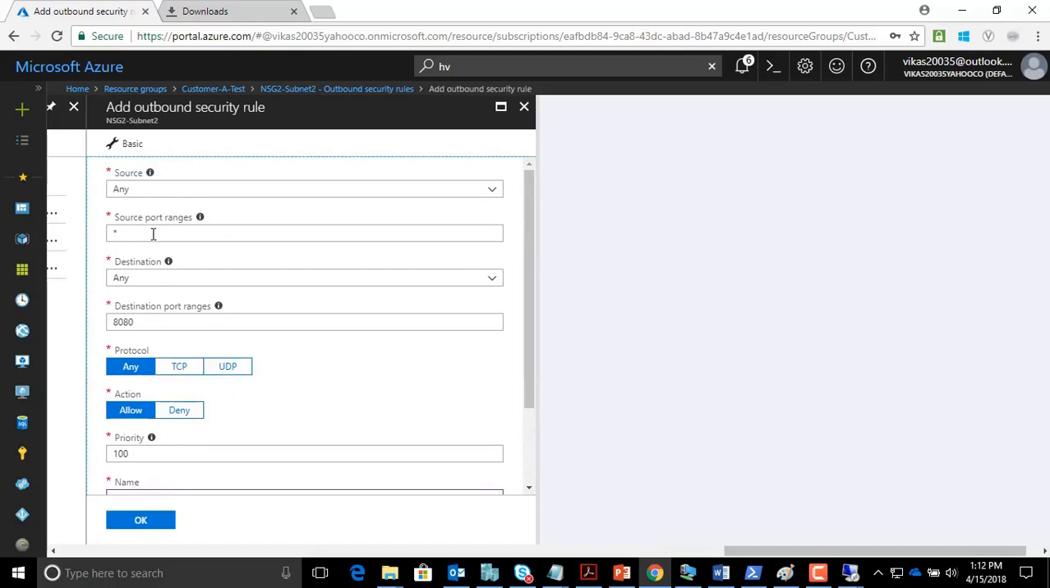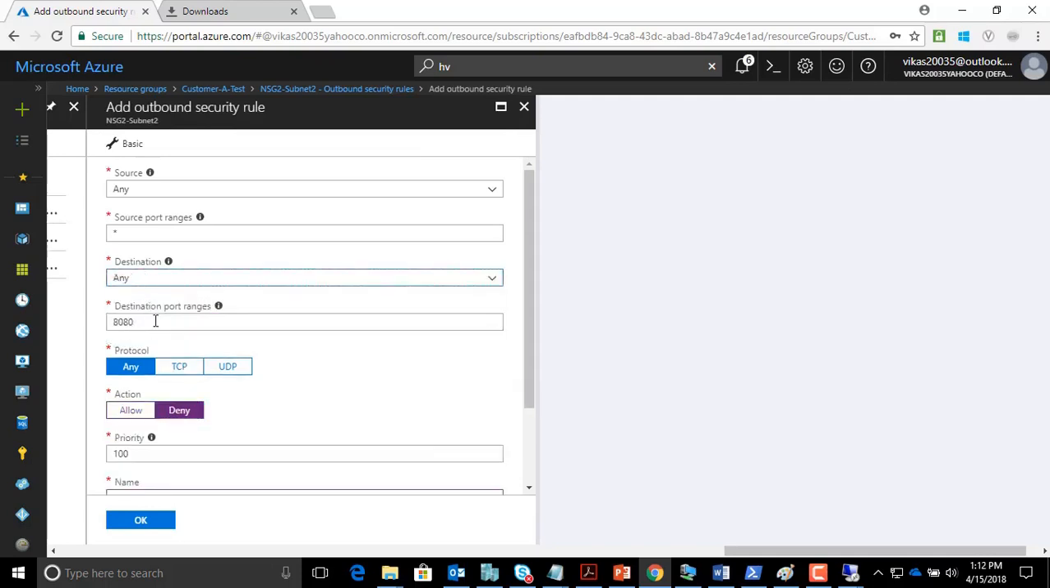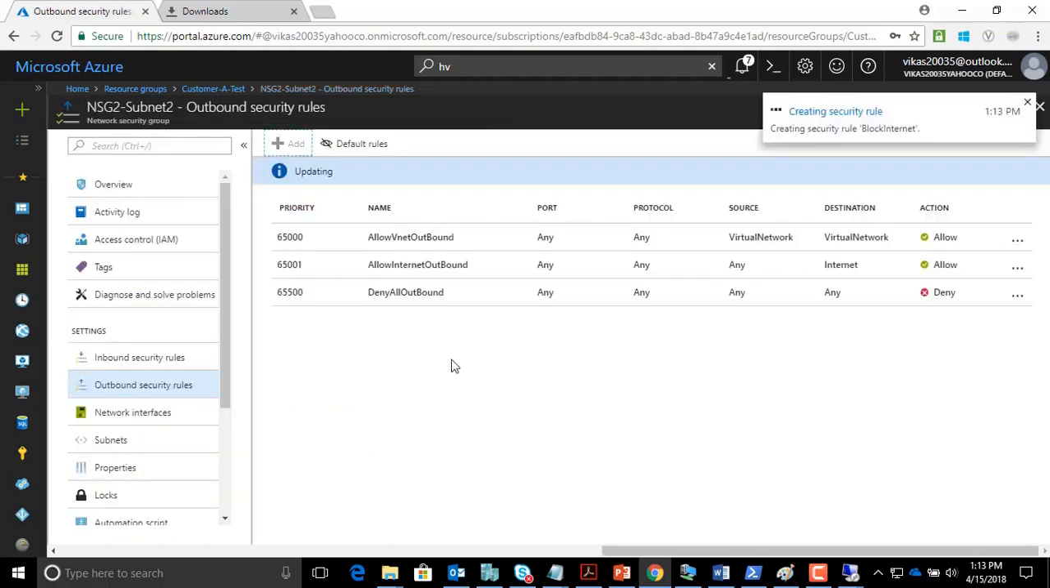So in this, source any, destination any, I have two choices to block internet. Under the destination, there is a way called service tags, where Microsoft has already given a tag for the internet and which I can say block. This is one choice. Second, instead of going with service tag, I can just block 443, which is SSL, and port 80, because mostly you can browse either HTTP or HTTPS. This is one of the choices which I can do and block internet.